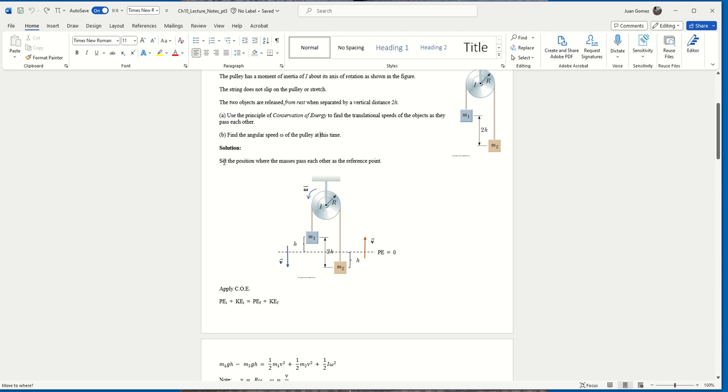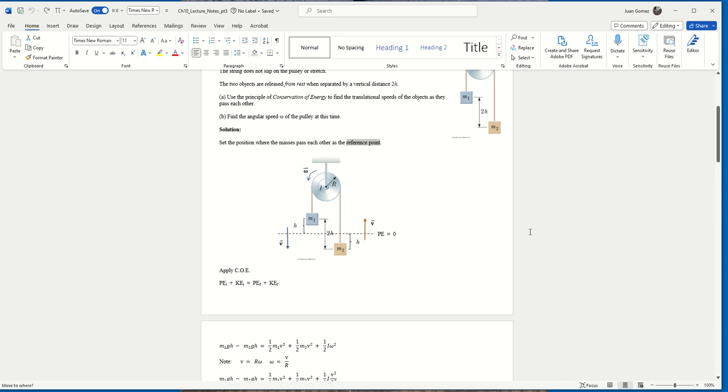In my solution, I'm going to set the reference point. Remember, reference point only refers to gravitational potential energy. I can't stress that enough. By now you should know, when I say reference point, it's understood that's the point where the gravitational PE is 0. I'm going to set the point when M1 and M2 pass each other, when they're at the same height, as my reference point. That's where the PE is 0. So remember, all right? Let me apply conservation of energy.